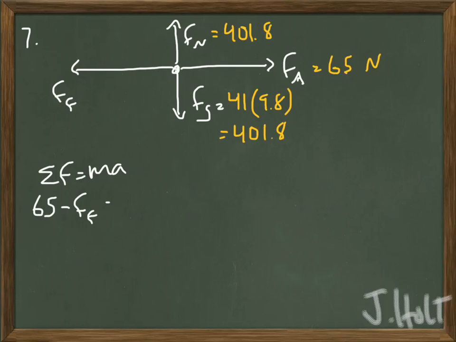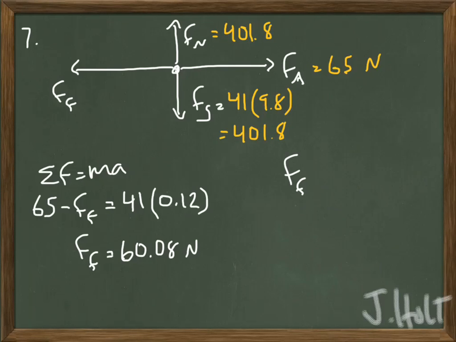Let's take a look at Newton's second law. The sum of the forces equals mass times acceleration. In this case, the mass is given and the acceleration is also given. The only unknown right now is the force of friction. We can solve for that.